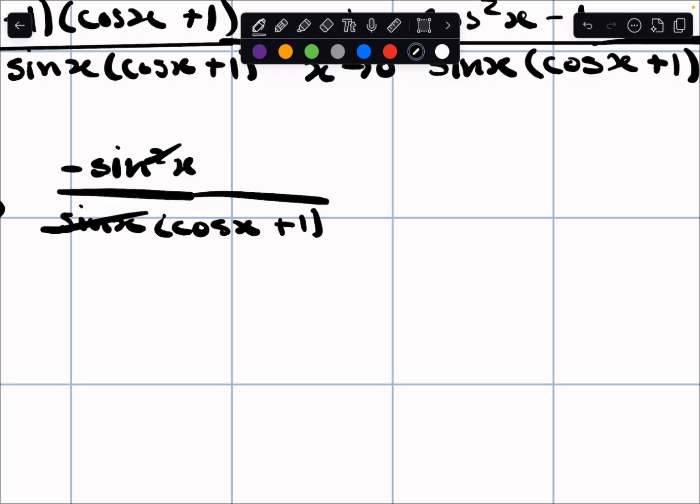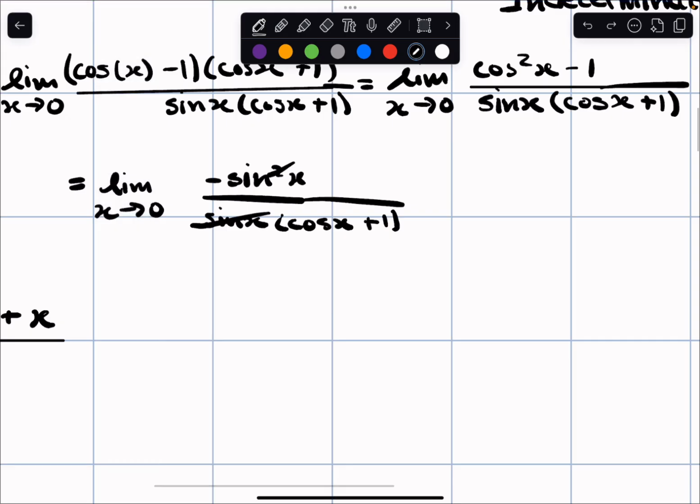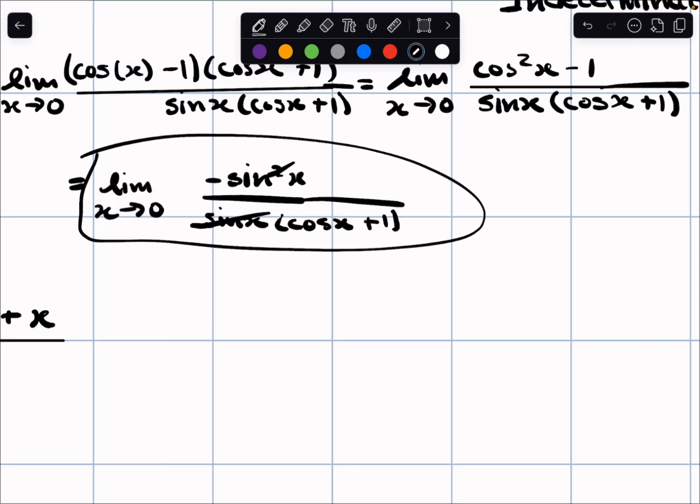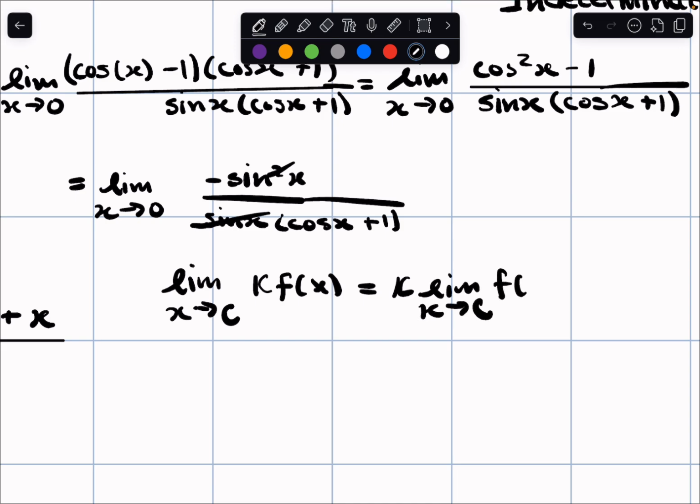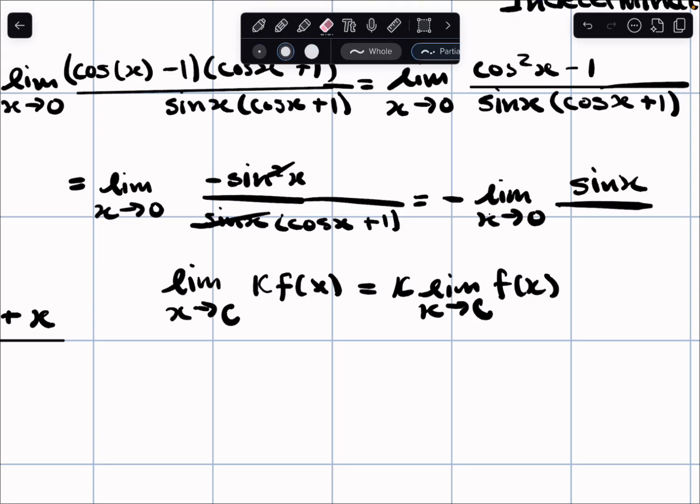Now, this is technically a negative 1 that is multiplying the sine of x. So we can also take any number out of the limit because the limit operator is what we call linear. So we can always take a number out. For example, if you have the limit as x approaches some number c of k times f of x, and k is a constant, this is also equal to k times the limit as x approaches c of f of x. So we can do the same thing here. So we get minus the limit as x approaches 0 of sine of x divided by cosine of x plus 1.